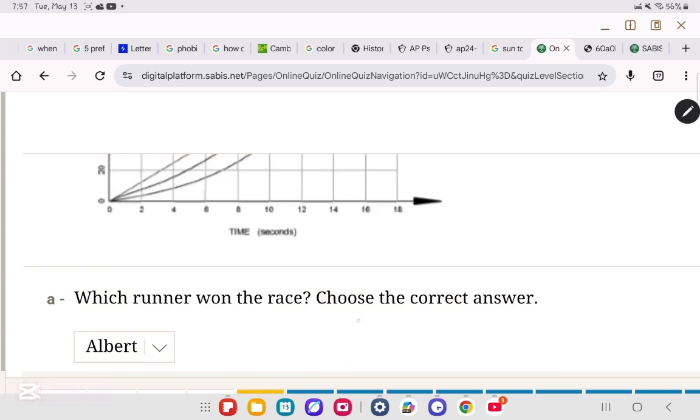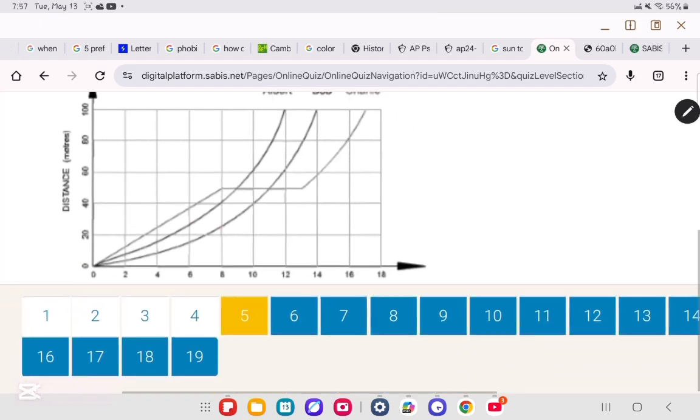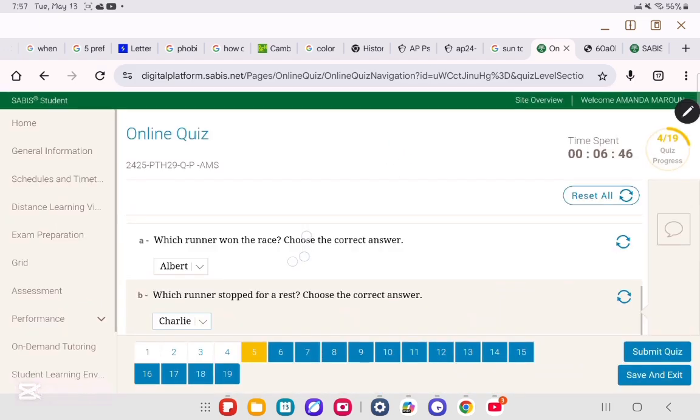Which runner stopped for a rest? You can look over here and you can see if the slope is 0 or it's a flat line to the distance, that means he did not move. If he did not move, it means he took a rest. So definitely it's going to be Charlie. So Charlie took a rest.